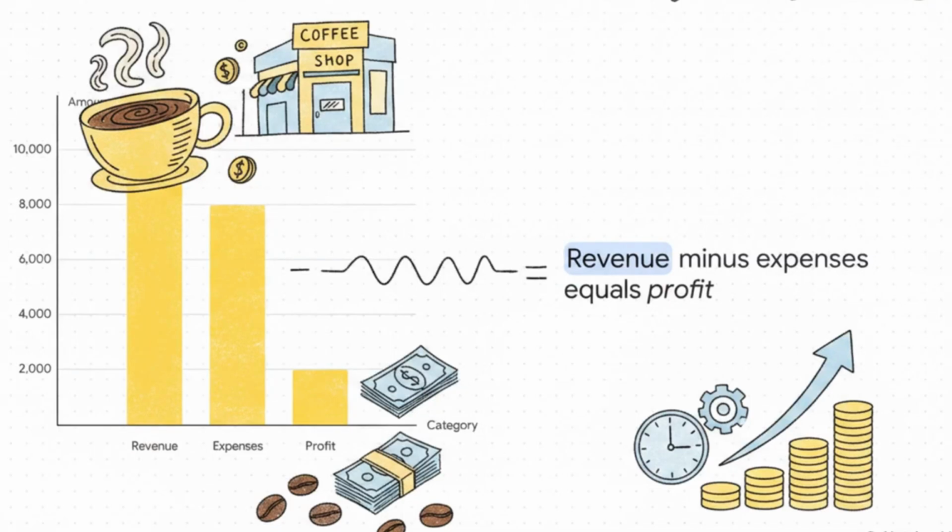And this brilliantly illustrates the math. Let's run the numbers. Say your coffee shop's total revenue for the month is $10,000, but your expenses, the rent, the spoiled milk, the beans, the salaries, they total $8,000. You do the subtraction and your profit is $2,000. That $2,000 is the actual value created, not the $10,000 in revenue, the $2,000 in profit.